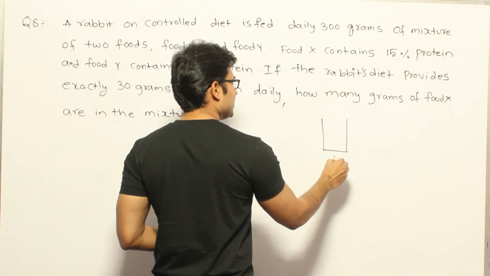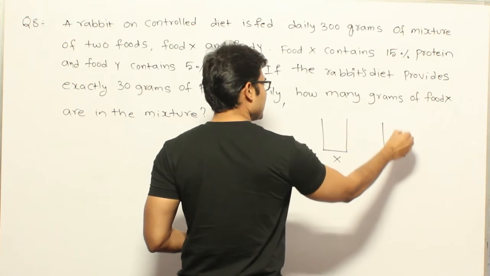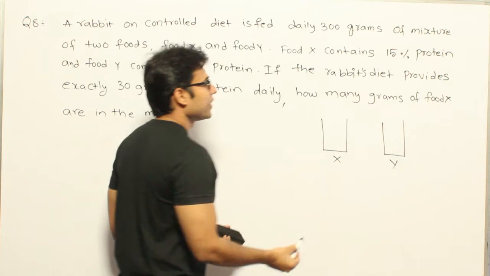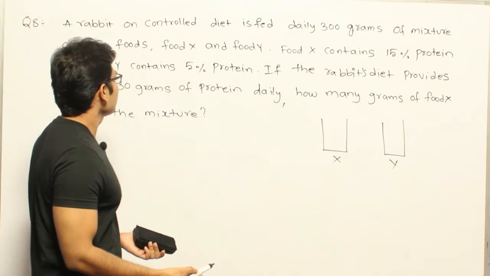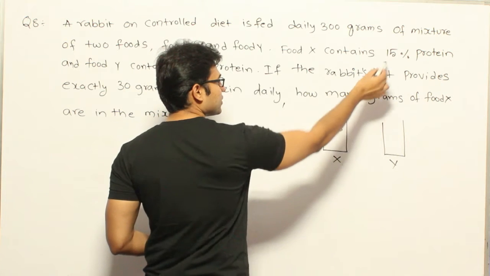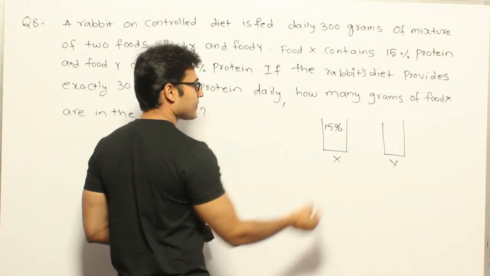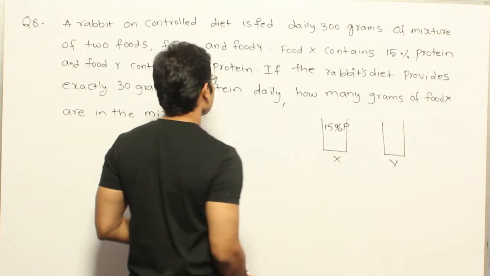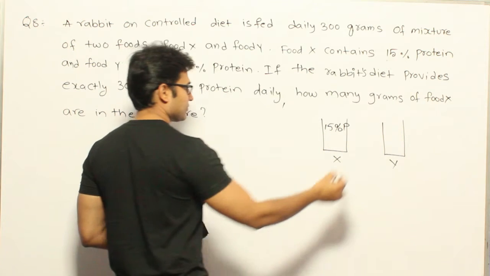There is some mixture which is food X and there is some mixture which is food Y. They are calling it that way. And food X, they are saying, contains 15% protein, right? See this here, 15% protein is given, and food Y they are saying contains 5% protein.